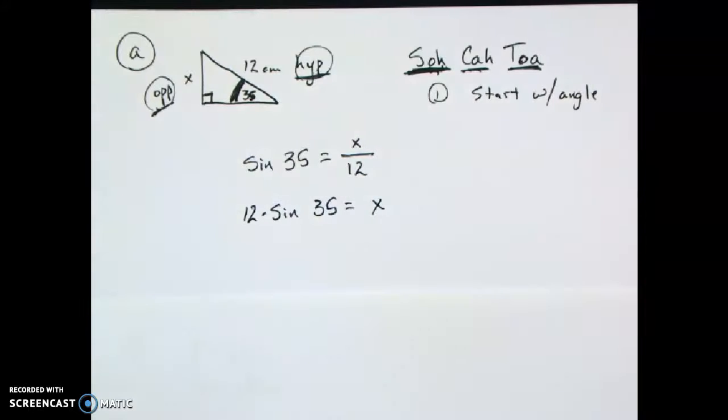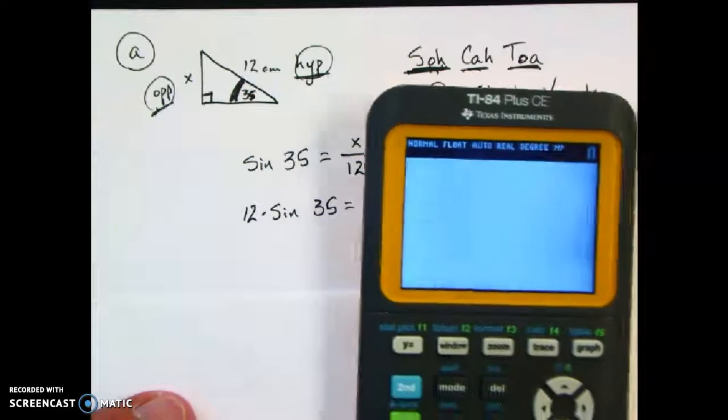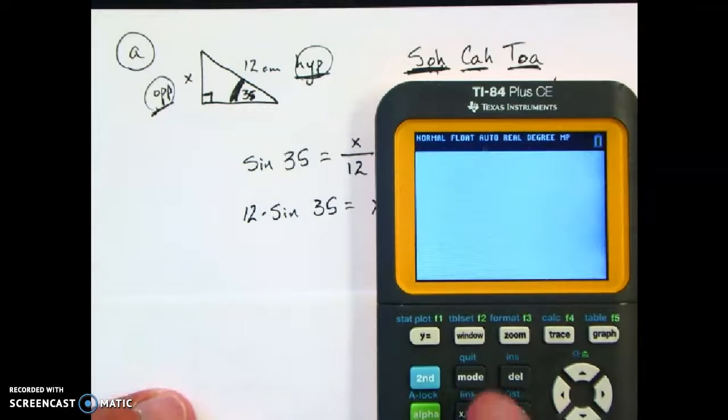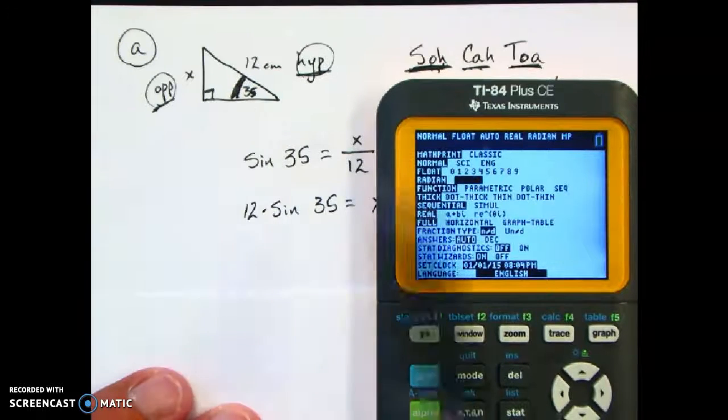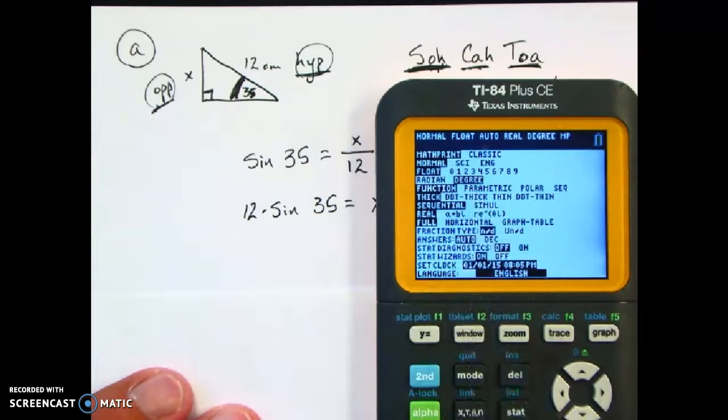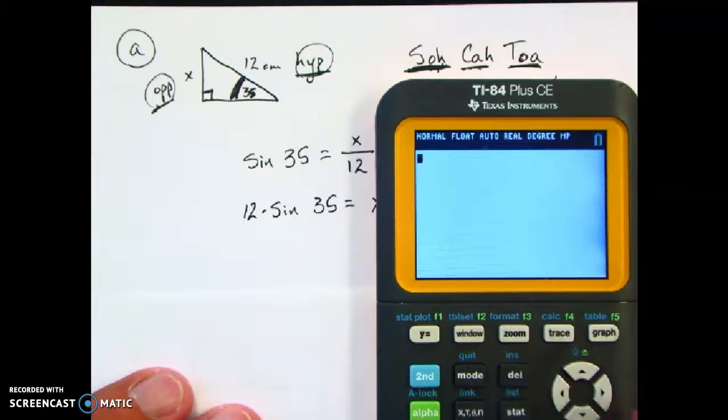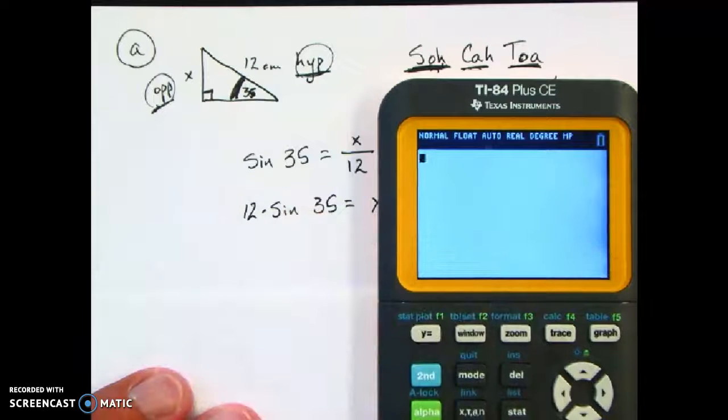And this is where we get out our handy dandy calculators. One thing to point out on this, I'm going to check the mode, and I want to make sure I'm in degrees and not radians. Radians is another way of measuring angles. We're not using that. We have an angle here of 35 degrees. We want to make sure we have our calculator set in degrees. And so now I'm just going to plug it in just like this. I have 12 times the sine of 35.